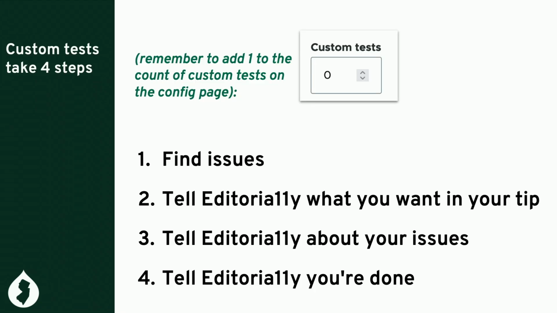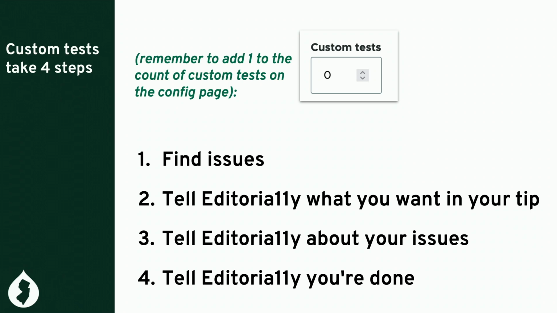So, you can do two. Custom tests take 4.5 steps. The first, step 0, is to make sure you told Editorially you're going to be injecting custom tests, because then the event system for custom tests activates. So you're going to add one to say I'm going to do just one.